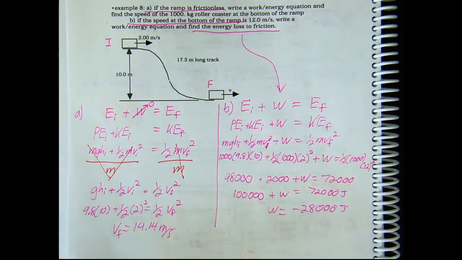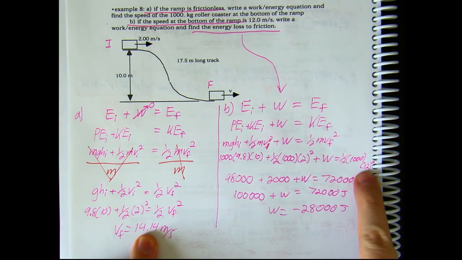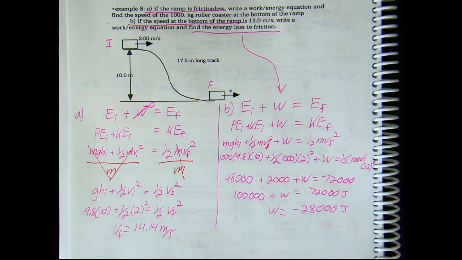Same question. In part A, no friction. In part B, friction. We can see how things have changed there. It's going a little bit slower: 14.14 meters per second versus the 12 meters per second. That's a lot of heat been pulled out.